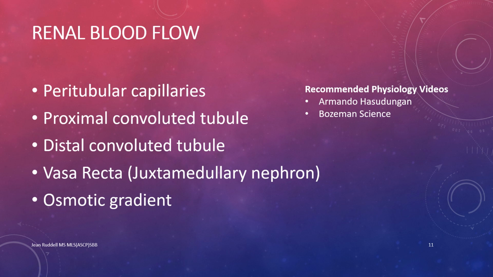Renal blood flow. The peritubular capillaries wind around the proximal and distal convoluted tubules, allowing for reabsorption of vital nutrients from the proximal convoluted tubule and adjustment of urine concentration around the distal convoluted tubules. The vasa recta is the peritubular capillaries that wind around the loops of Henle of juxtamedullary nephrons. These are responsible for the kidney's ability to concentrate urine.